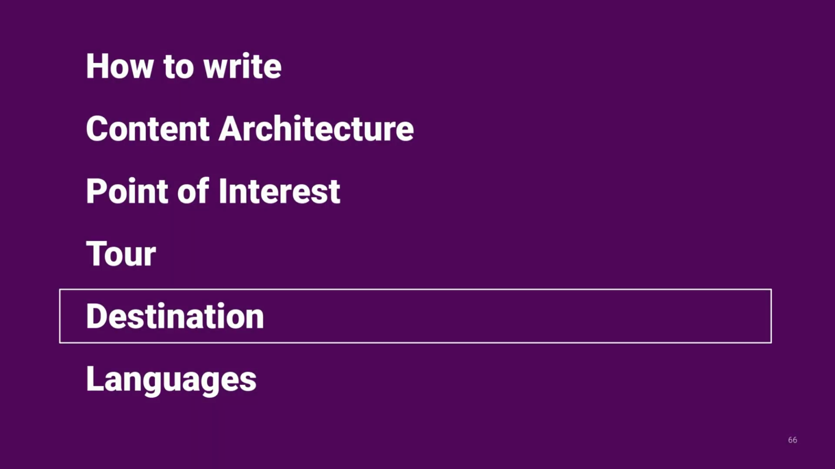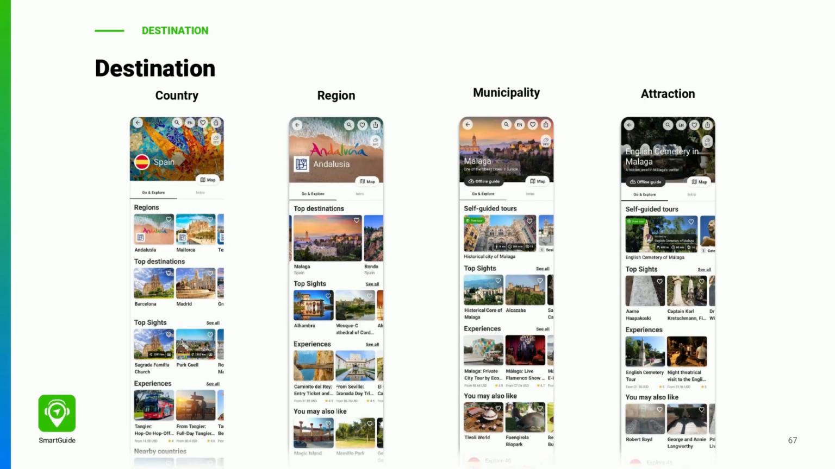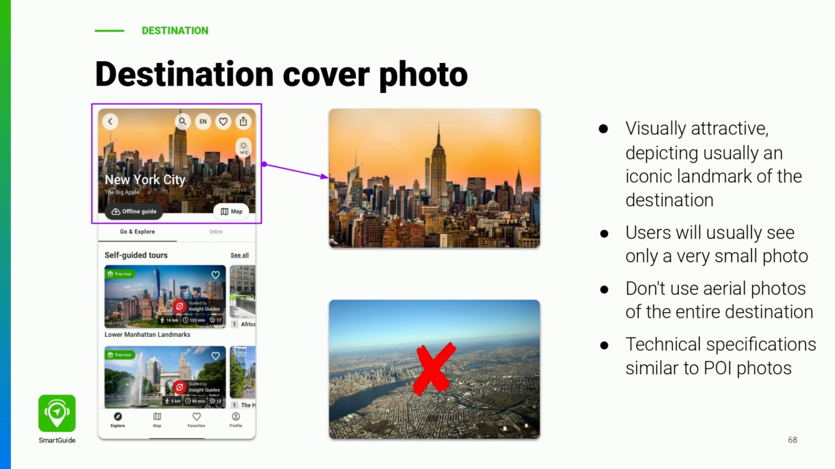Now let's continue with another important component: destination. Destination can be a whole country, a region, a municipality, a city or village, or an attraction. Basically, an entity that is big enough to be interesting to visitors, has multiple points, and usually at least one tour. A destination has one cover photo that should be visually attractive, usually depicting an iconic landmark for the destination.